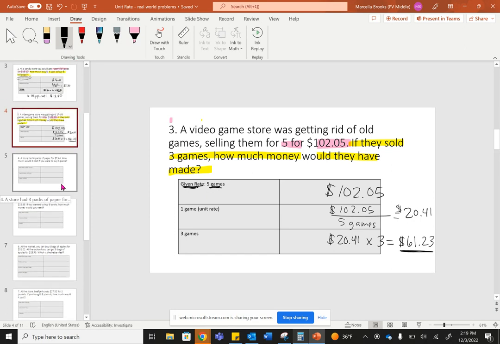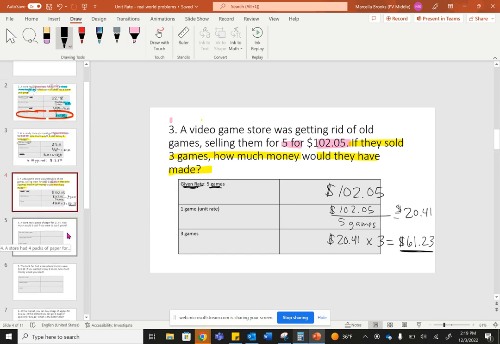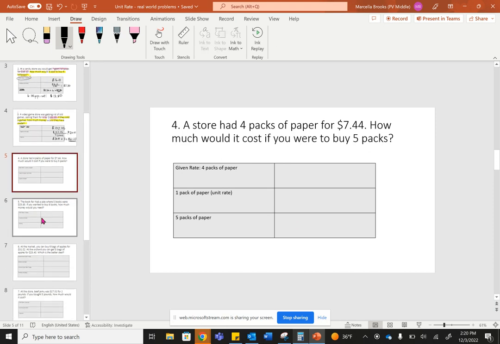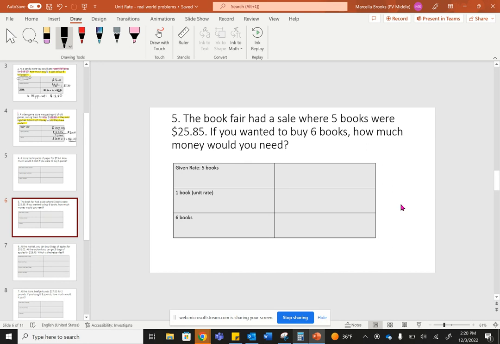So I want you guys to try out the rest of these. They are all pretty similar to the first 3 questions. So if you're not sure, go back and look. Number 4 says, a store had 4 packs of paper for $7.44. How much would it cost if you were to buy 5 packs? Number 5, the book fair had a sale where 5 books were $25.85. If you wanted to buy 6 books, how much money would you need?